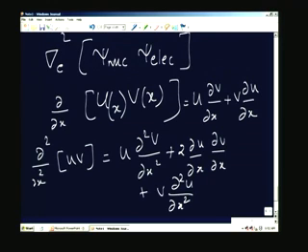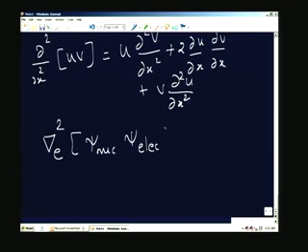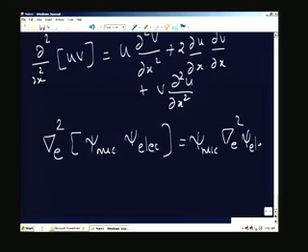Here you have got psi nuclear and psi electronic, and this is the electronic derivative. Psi nuclear does not contain any electronic coordinates, therefore this derivative does not act on this, it only acts on psi electronic. So this is extremely simple, that del square E on psi nuclear, psi electronic is psi nuclear times del square E on psi electronic, no problem.